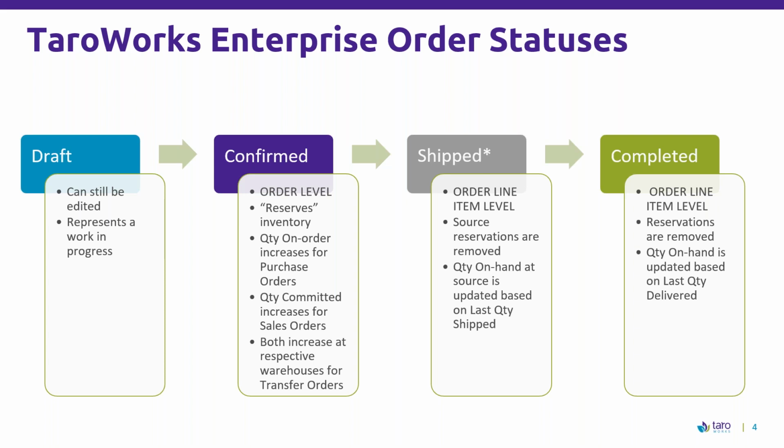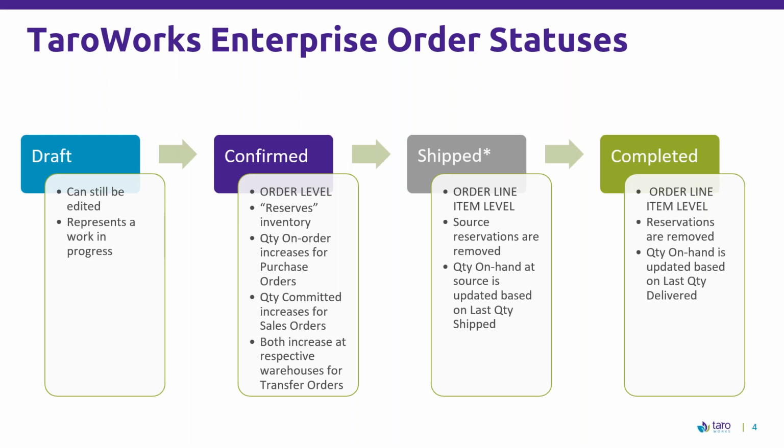The other status that we have for Taro orders is the completed status. This status represents an order in which inventory has been received in the destination warehouse, or the delivery has been completed. The customer has received and confirmed that the delivery has been made. When Taro order line items are completed, the Taro order status changes to completed. And when an order is marked complete, inventory movements are also captured.